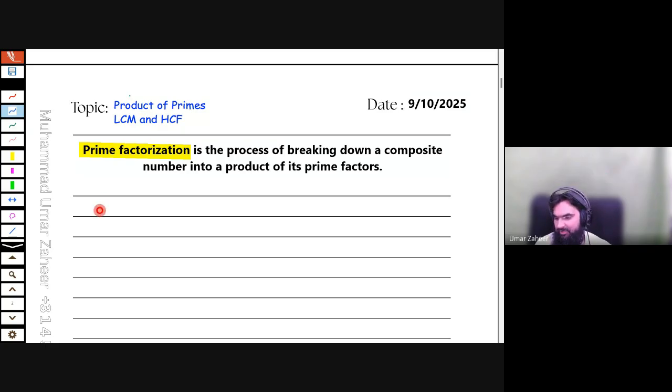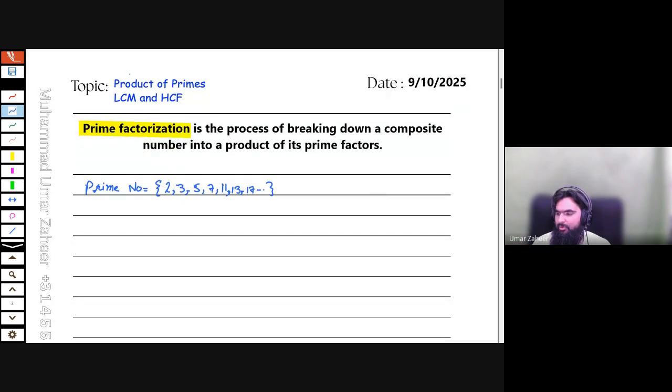For example, if I write the set of prime numbers here, prime numbers start from 2, 3, 5, 7. 8 is not a prime number, 9 is not a prime number. Then you have 11, 13, 17, and so on. In the second last class, I wrote the prime numbers from 0 to 100. All the rest of the numbers are known as composite numbers.